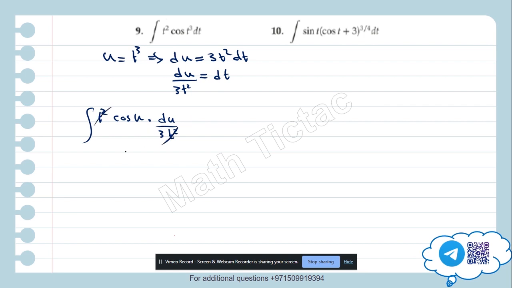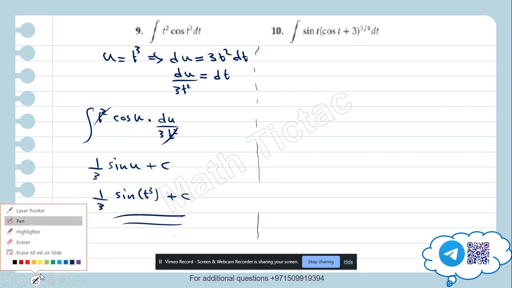The integration of cosine is equal to sine. So 1 over 3 sine u plus c. Now I'll put back my value, which is t to the power 3. Plus c. That's it. This is my final answer.